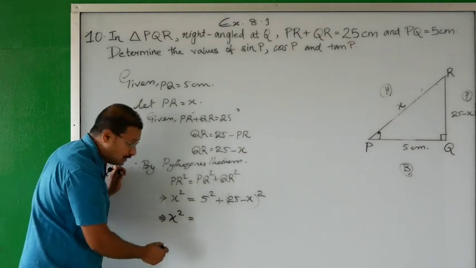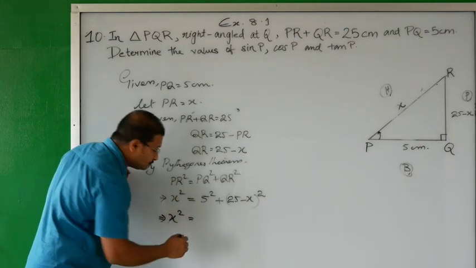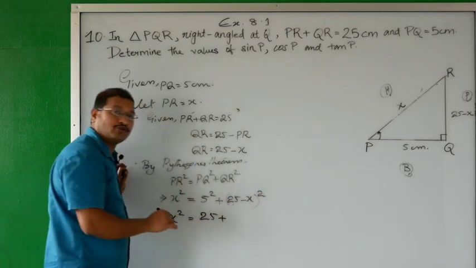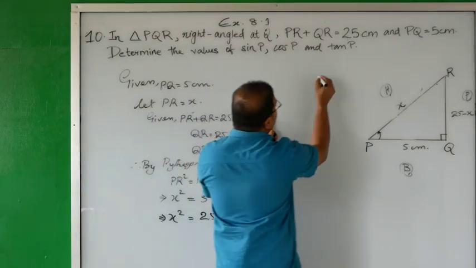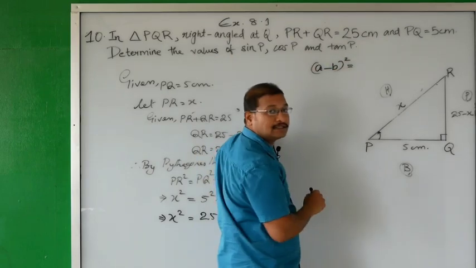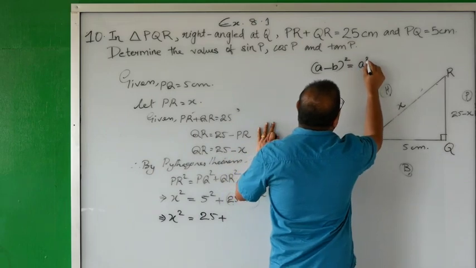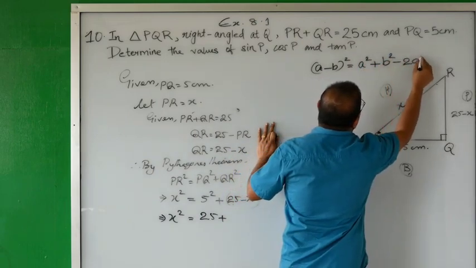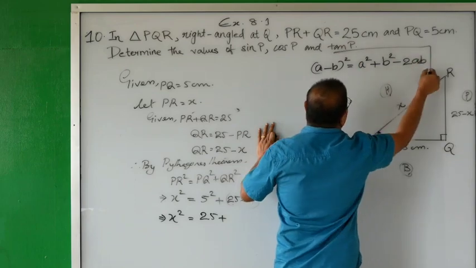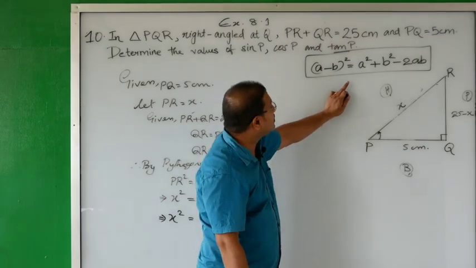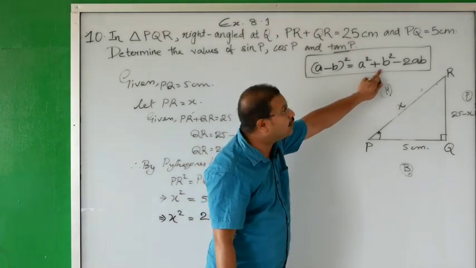X square equals square of 25 plus. This is A minus B the whole square. What is that? A minus B the whole square equals A square plus B square minus 2AB. You need to add this.